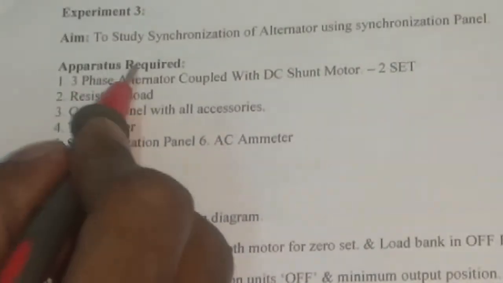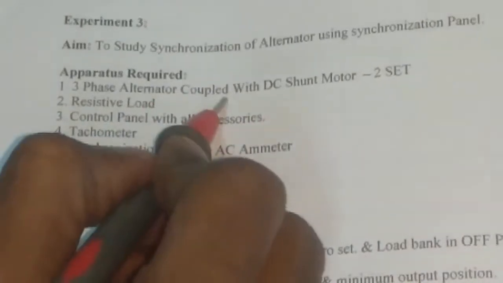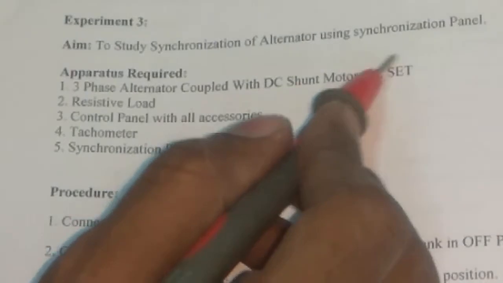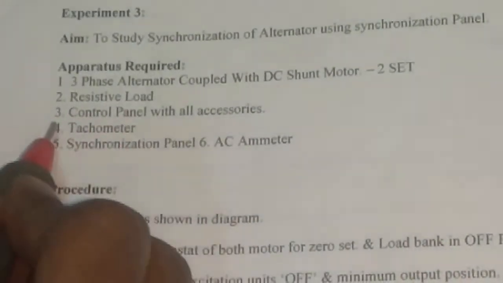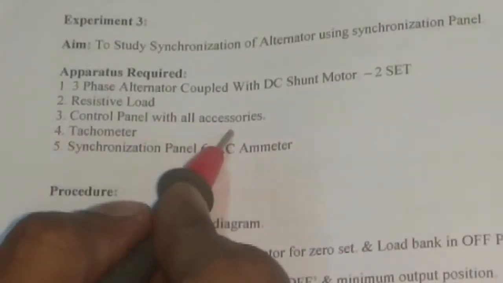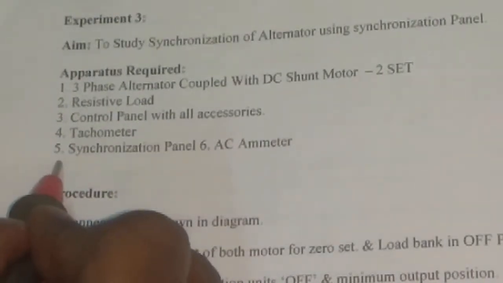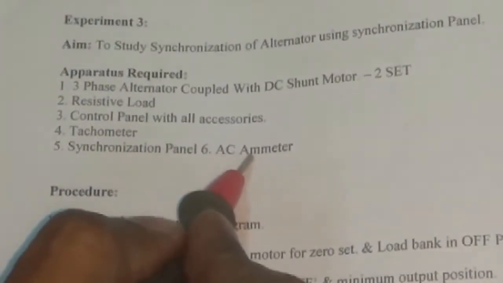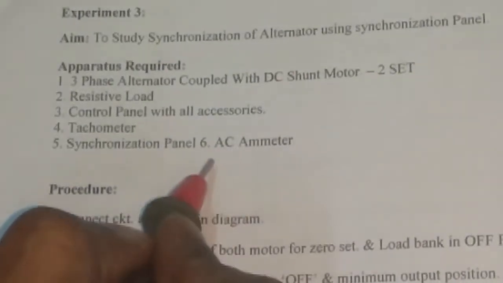Apparatus required to perform this practical is three-phase alternator coupled with DC shunt motor, two sets we require. Number 2 is the resistive load. Number 3 is the control panel with all the accessories. Number 4 is the tachometer. Number 5 is the synchronization panel. Number 6 is AC ammeter. In addition to this, we require phase sequence indicator also.